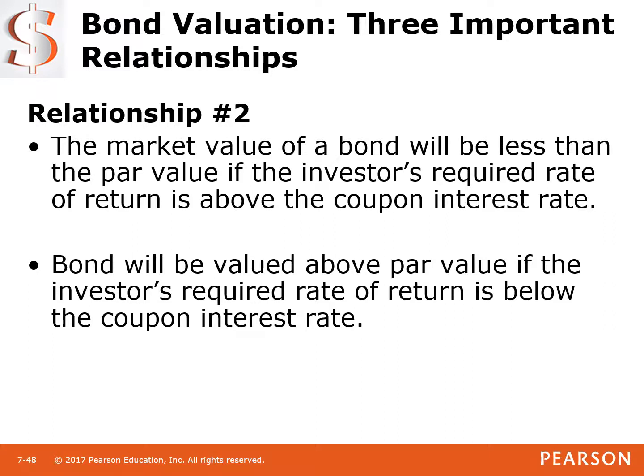Relationship 2. The market value of a bond will be less than the par value if the investor's required rate of return is above the coupon interest rate. So why is that? Well, the market value, the amount you'll pay for a bond, will be less than what you'll get in the end if your required rate of return is more than the coupon.